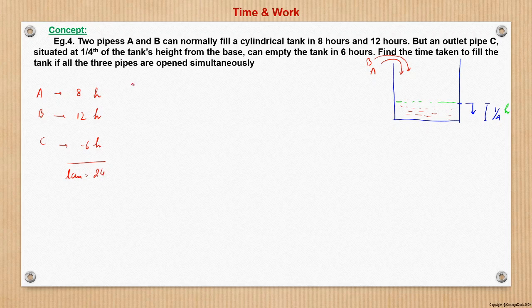So what will be the rate here? 3, 2 and minus 4, right? So the rate is 3, 2 and minus 4. Now what is the total work? Total work is 24 units, or total volume is 24 units.